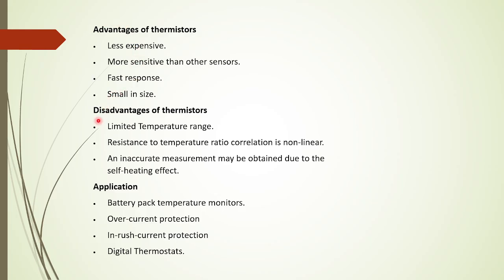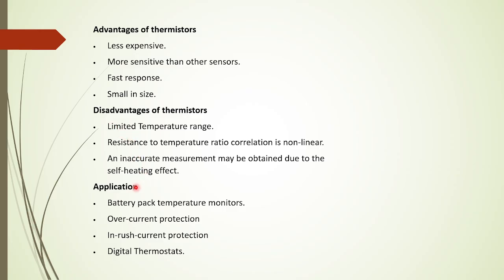And next we go for the disadvantages of thermistors. It has a limited temperature range, and the resistance to temperature correlation is not linear. An inaccurate measurement may occur due to self-heating. It is a small device, compact in size, so the temperature can affect this construction. So these are some disadvantages of thermistor.